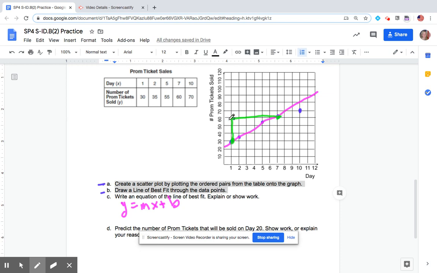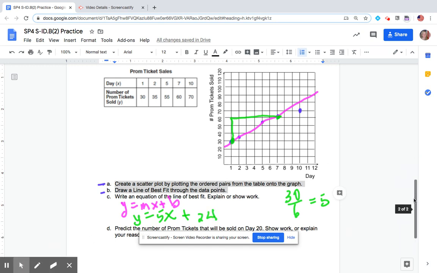My rise, I'm going up by 30. My run, I went over 1, 2, 3, 4, 5, 6. So that's nice: 30 divided by 6 for a slope. That's a nice number, 5. So my equation is y equals 5x plus this y-intercept, which looks like it's about 22, maybe 24. So there's my equation for my line.